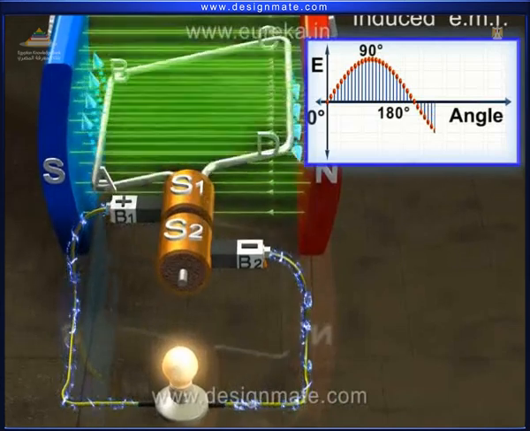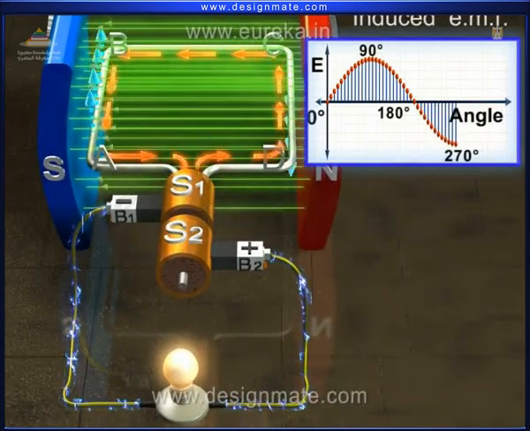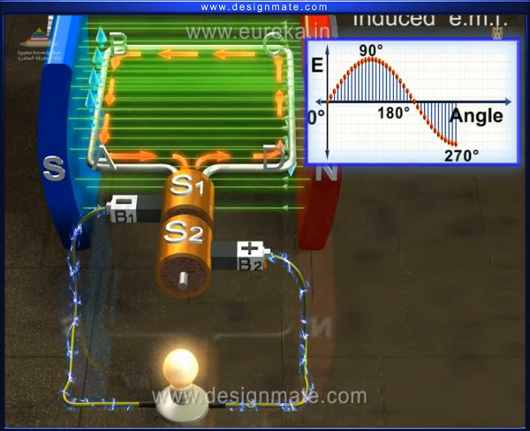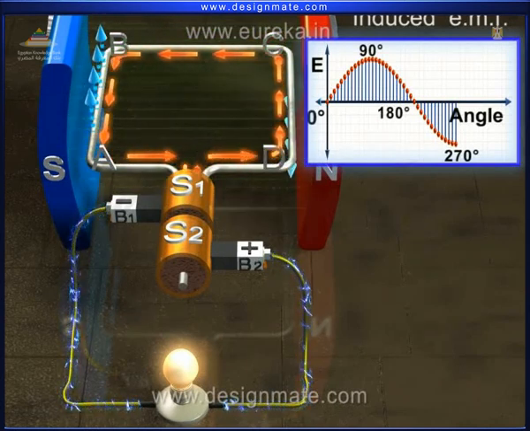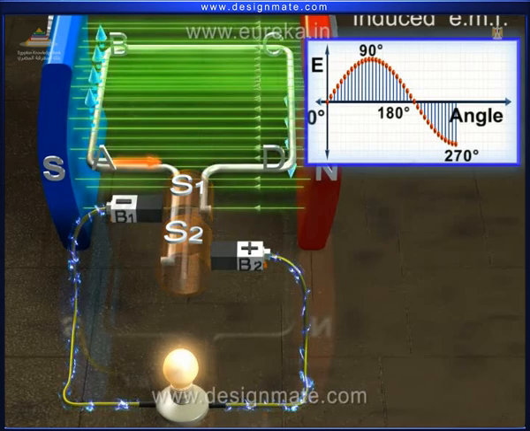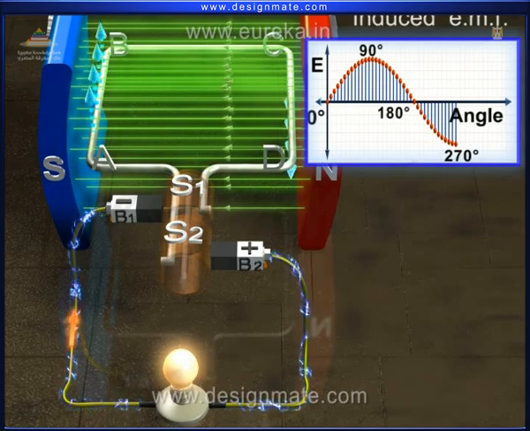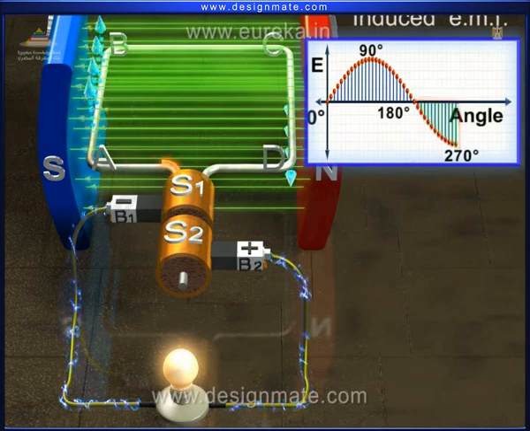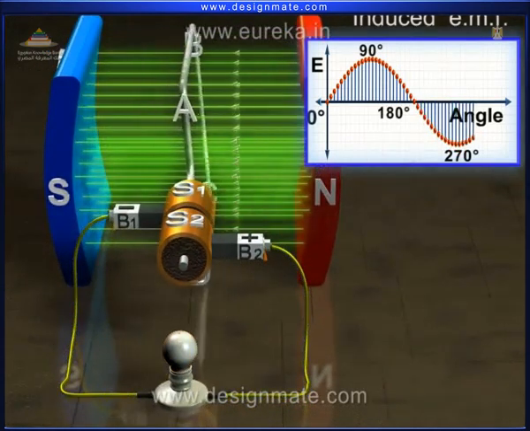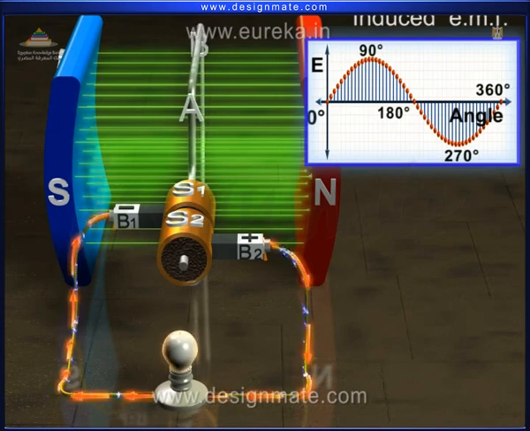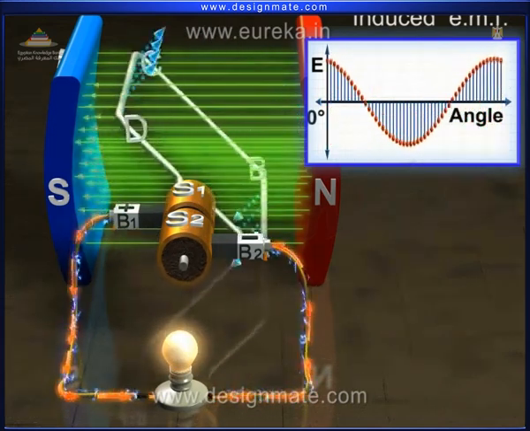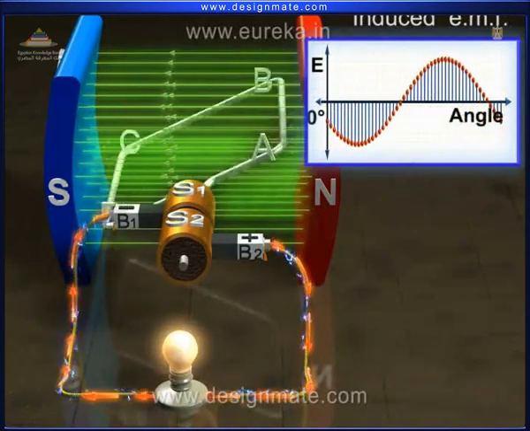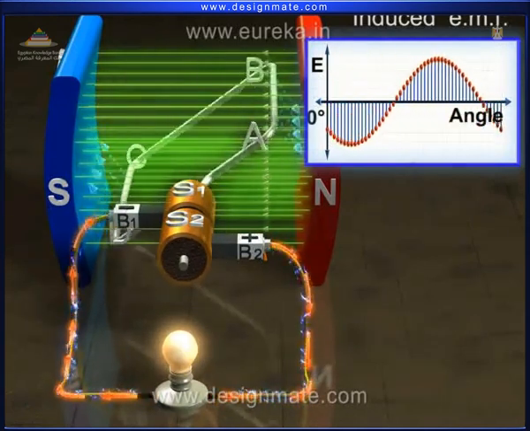Now, when the coil reaches 270 degrees, the current produced is again maximum, but now it flows in reverse direction, that is, from arm CD to arm AB. It enters the external circuit through slip ring S2, brush B2 and leaves the external circuit through brush B1 and slip ring S1. Hence, we get the negative half cycle of the waveform. Again, when the coil reaches 360 degrees, the current induced is zero. This continues with every rotation of the coil. As the direction of current alternates every half cycle, it is called alternate current.